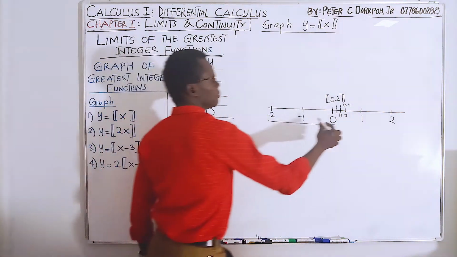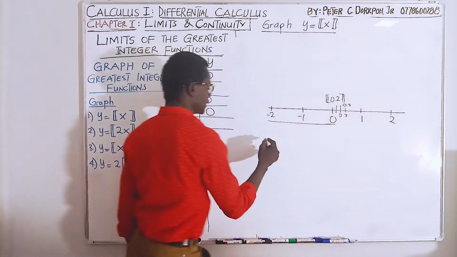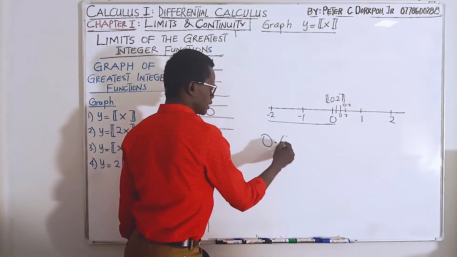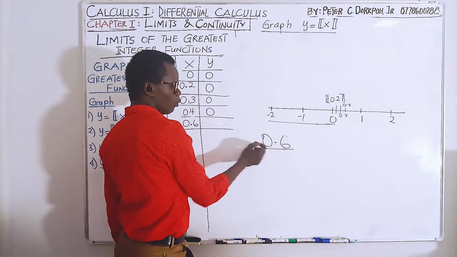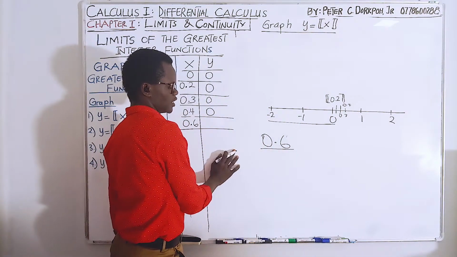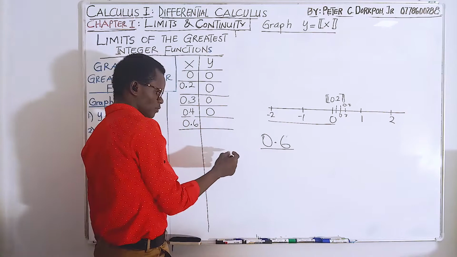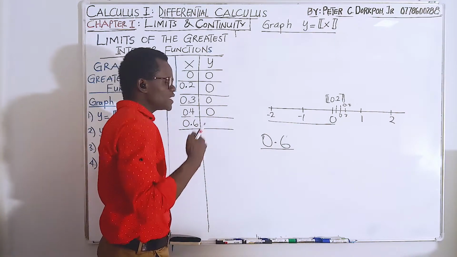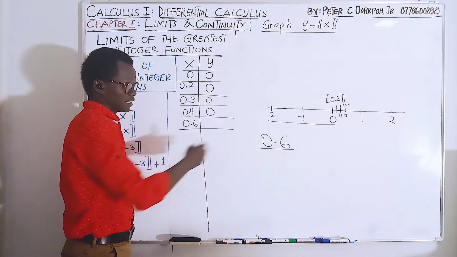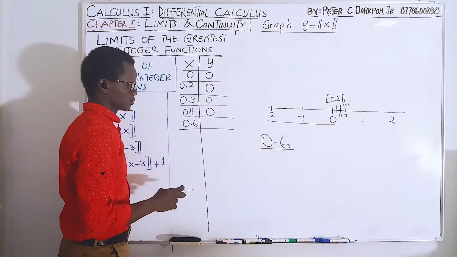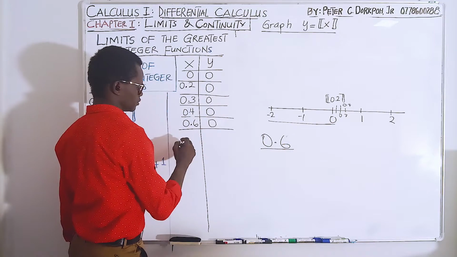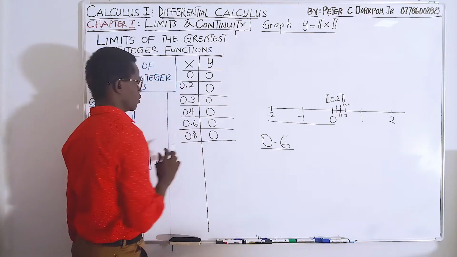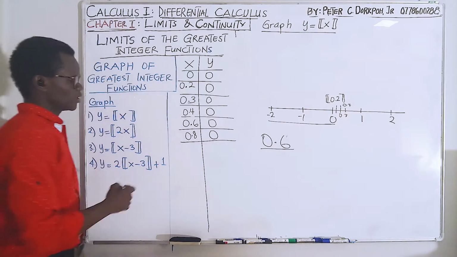You are not rounding the number up. Remember we said the greatest integer should not be more than the number. So it should not be more than 0.6. It should be the integer that is less than 0.6, the immediate integer below 0.6. So for 0.6 it is 0. Lastly, what about 0.8? It's also 0, right?